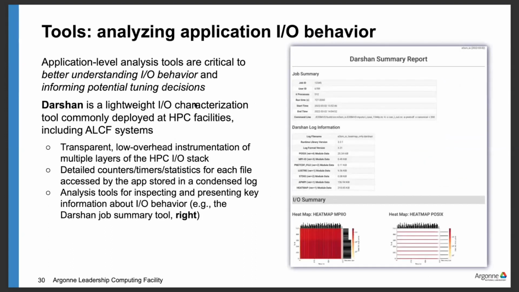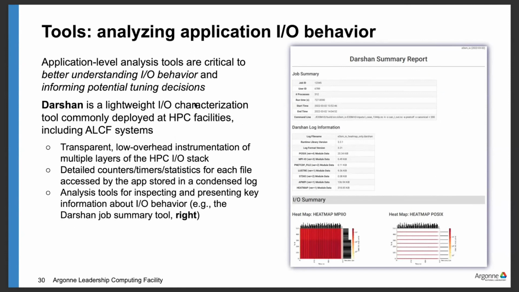Next, talk briefly about tools for analyzing application behavior. Application level analysis tools are really critical for better understanding what's happening from an I/O perspective in applications and to inform potential tuning decisions. Darshan is a really popular lightweight I/O characterization tool that's commonly deployed at HPC facilities, including systems here at the ALCF.